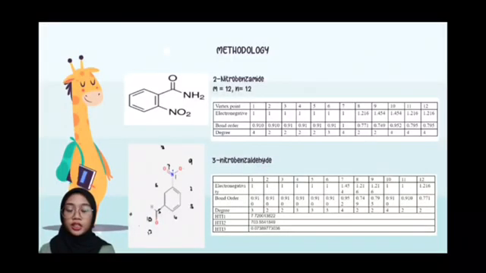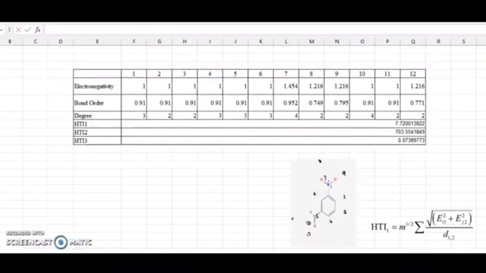For methodology, after finding their chemical structures, we need to find their vertex point and then their electronegativity, bond order, and degree. After that, we can find their HTI1, HTI2, and HTI3. So I'm going to show you how we find our HTI1.